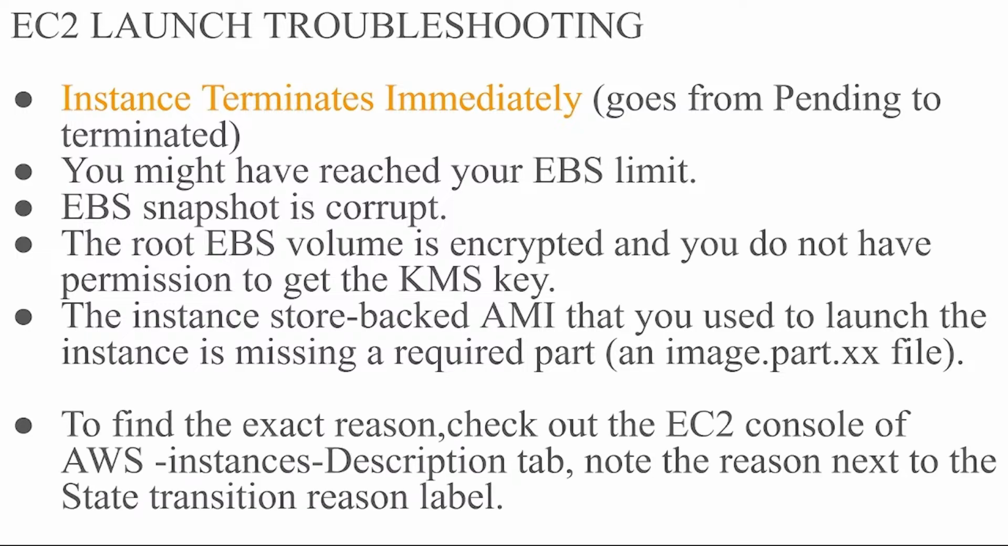Next, to get the exact reason why that error is occurring, why that instance is being terminated immediately, you can check the EC2 console of AWS. In that instance's description tab, you can note the reason next to the state transition reason label, and now you will know the reason behind the termination of the instance. Okay, so I hope you got this video correctly, and now you can troubleshoot if these types of errors occur while you are working in AWS.